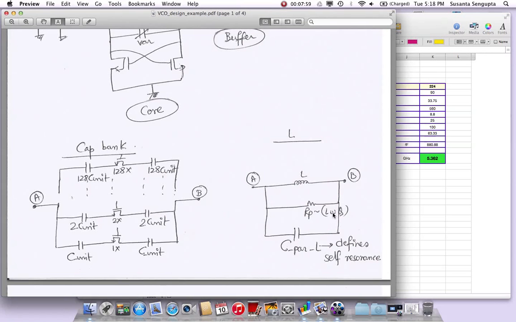Omega is the frequency of oscillation at that point. We have a wide range, so omega is going to be different. As we said, we're going to go from roughly 3 to 6 gigahertz, so this is a different value. And we are also going to have Q, which will vary over this frequency range. At different oscillation frequencies, this RP value is going to be different.